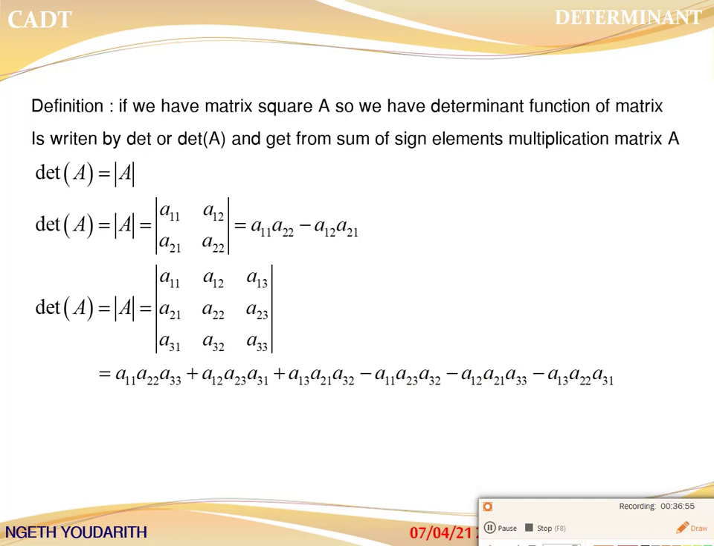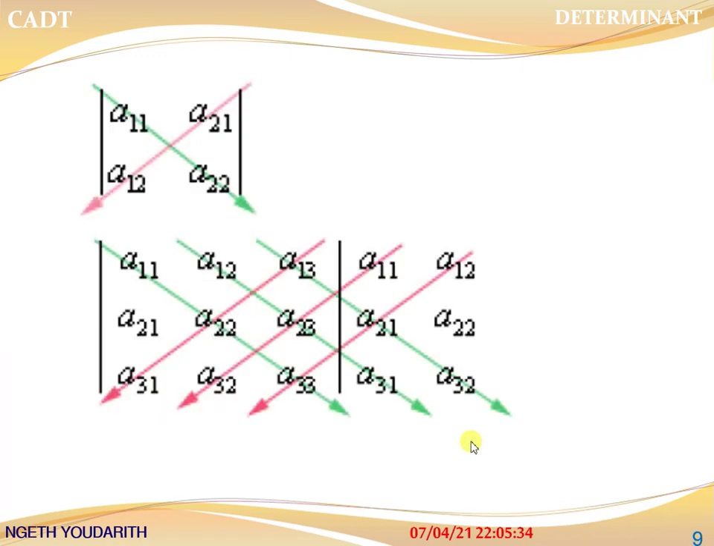And the next point, this is the sign by arrow. The green arrow is positive.